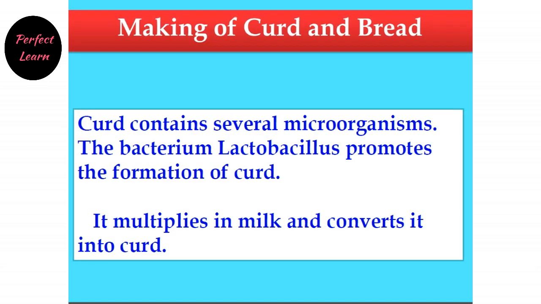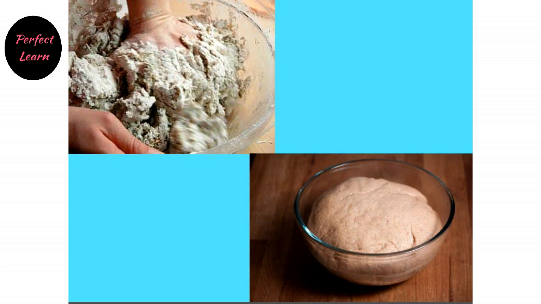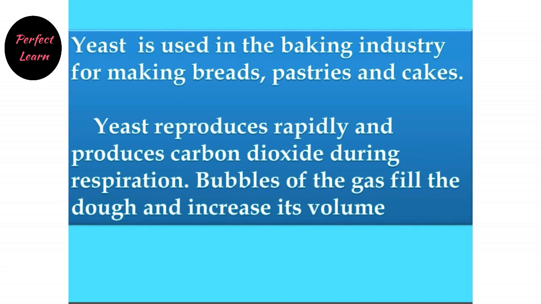Making of curd and bread. Curd contains several microorganisms. The bacterium Lactobacillus promotes the formation of curd. It multiplies in milk and converts it into curd. Yeast is used in the baking industry for making breads, pastries and cakes. Yeast reproduces rapidly and produces carbon dioxide during respiration. Bubbles of the gas fill the dough and increase its volume.